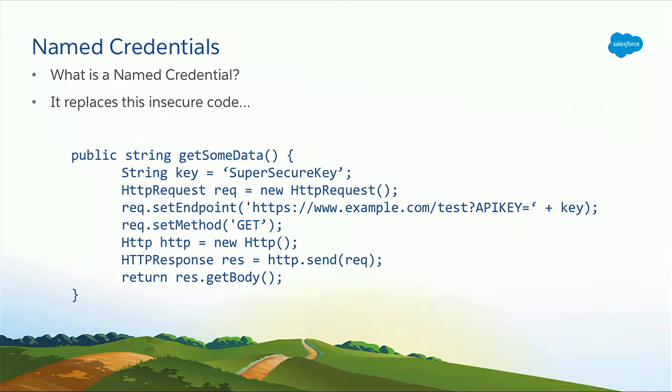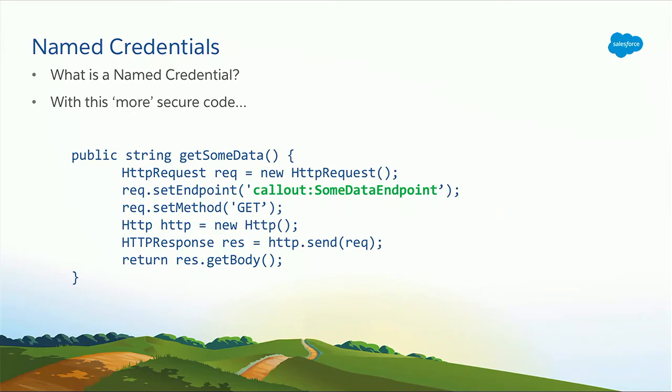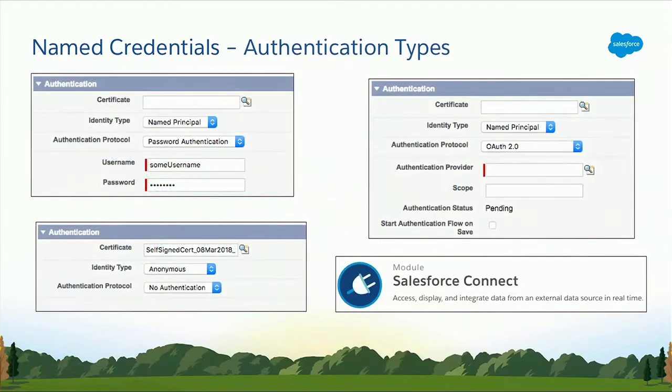So a name credential in the local namespace replaces this insecure code with something more like this, right? And I'll show you in a minute where we're going to go in and create a name credential. And this one is called some data endpoint, all right? And so now you can see that the secret, the API key, is no longer in here.